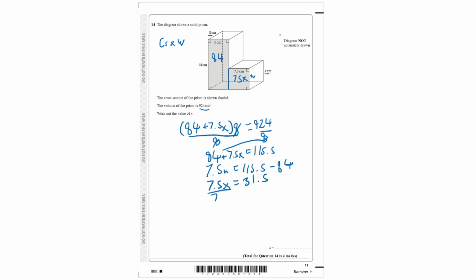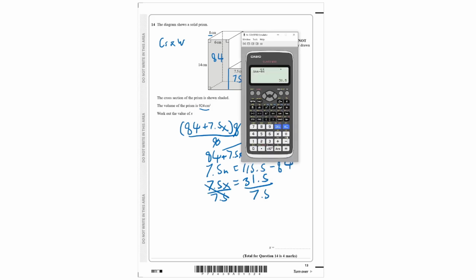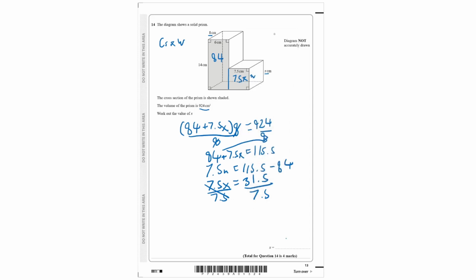We can divide both sides by 7.5, and we find out that x is 31.5 divided by 7.5, which gives us 4.2. x is 4.2.